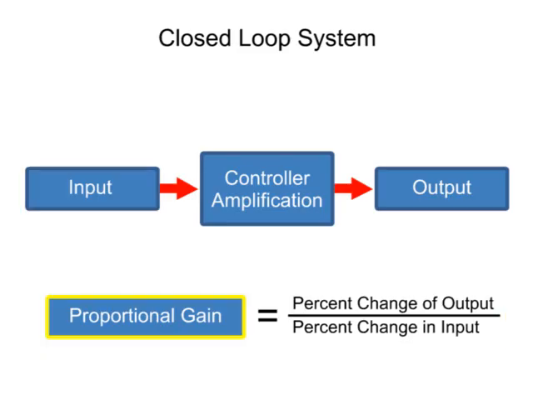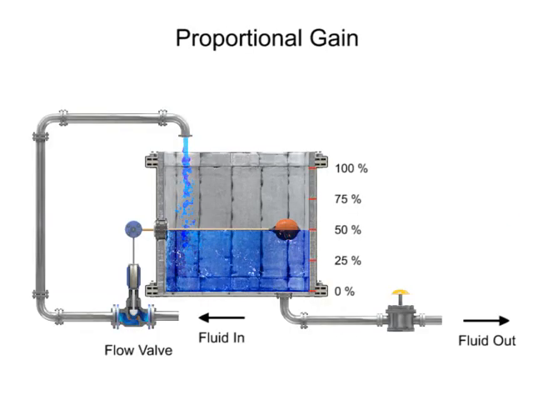To illustrate the concept of gain, a common process of regulating the level of fluid in a tank with a float attached to a control valve is used. The float mechanism is designed so that when the tank level is half full, the flow valve is open to the position that causes the amount of fluid entering the tank to be equal to the amount leaving the tank.